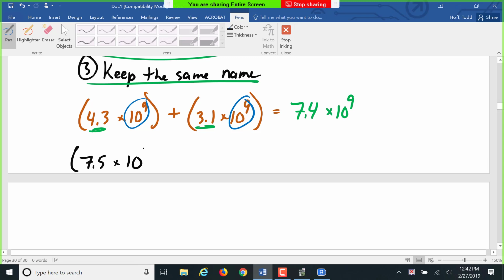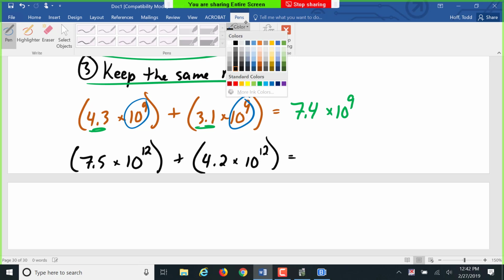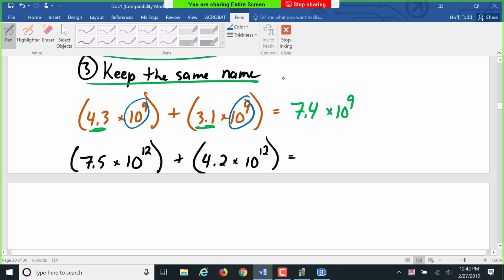So we might have 7.5 times 10 to the 12th plus 4.2 times 10 to the 12th. Do they have the same name? Yeah, so we can go ahead and add. So we combine the counts. What do we get? 11.7 times 10 to the 12. Perfect. Combining the count, 7.5 plus 4.2 is 11.7. Then we keep the same name, so times 10 to the 12th.